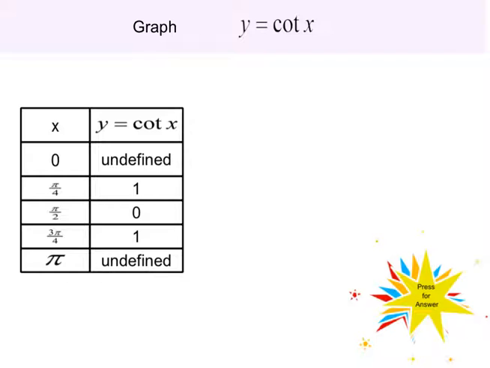Next, I want you to graph cotangent of x. Notice we're graphing it between 0 and pi. And press pause on your video feed. When you're ready, press play again, and we will check your answers.